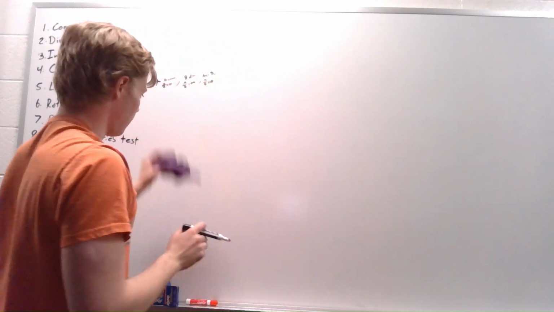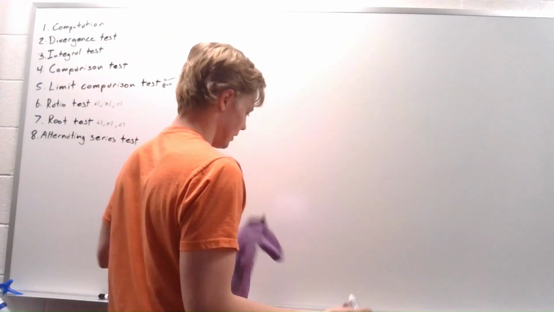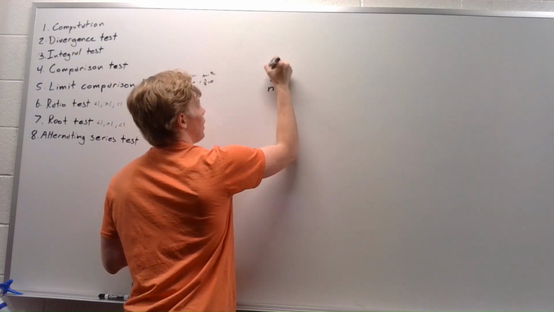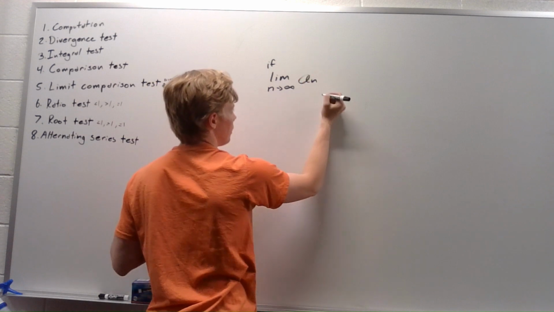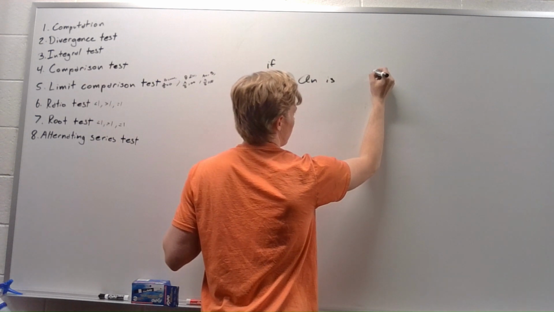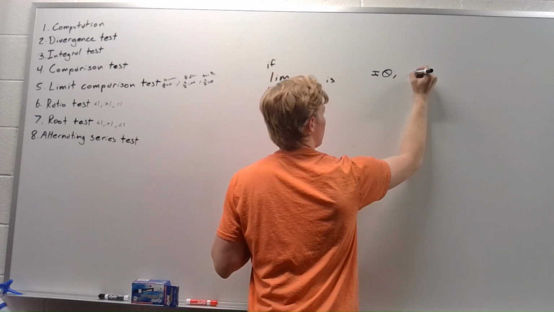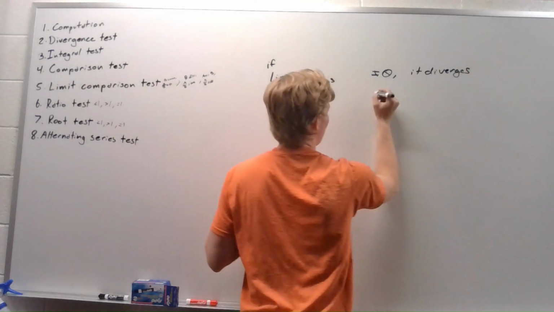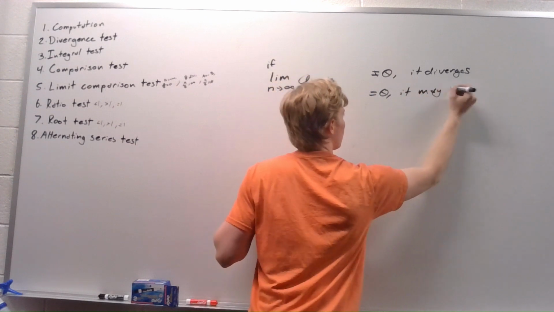So now on to our first real test, the divergence test. And so what does the divergence test tell us? The divergence test says that if the limit as n goes to infinity of a sub n is not equal to 0, it diverges. If it is equal to 0, it may converge.